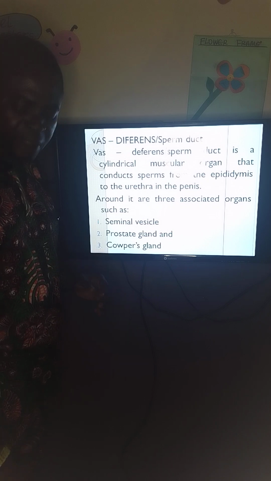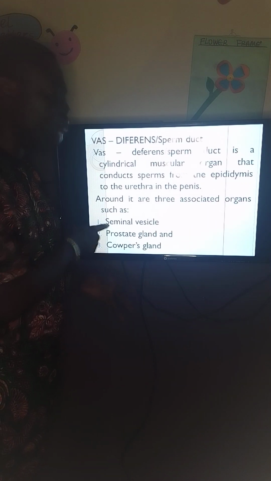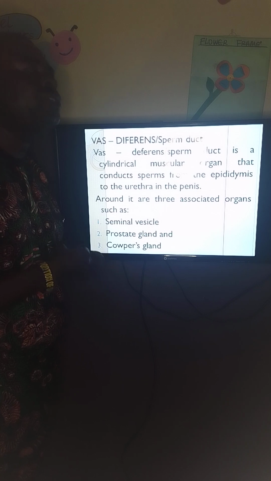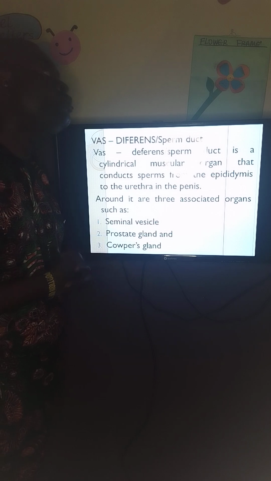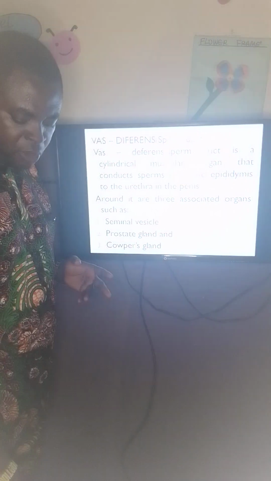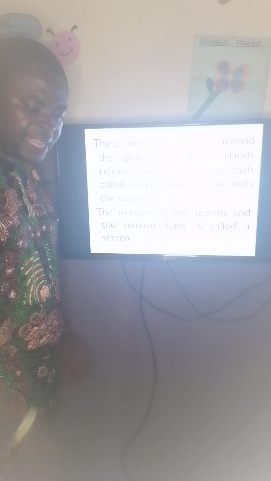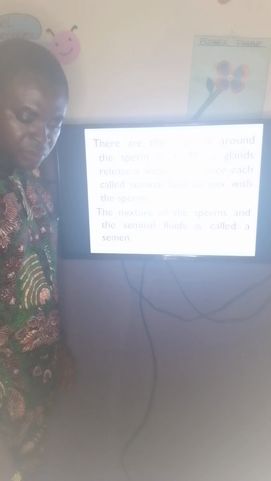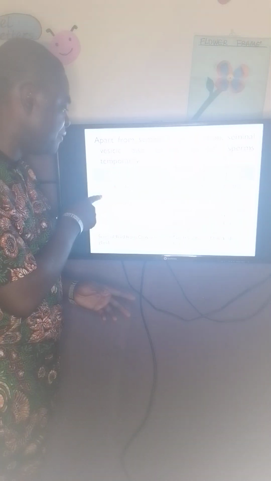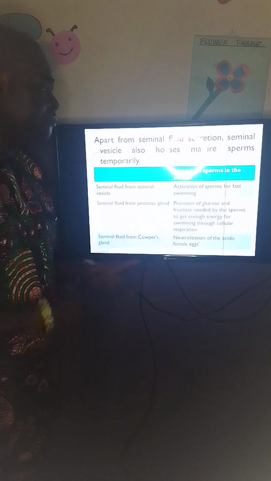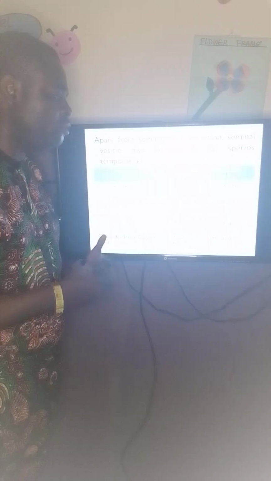But these seminal fluids have different functions they perform. Apart from the production of seminal fluid, another function of the seminal vesicle is that it also temporarily stores mature sperm, sperm coming from the epididymis after it has grown a flagellum, before moving to the urethra. Now, this seminal fluid coming from the seminal vesicle activates the sperm for fast swimming. It is slippery. It reduces friction and makes the sperm swim faster.